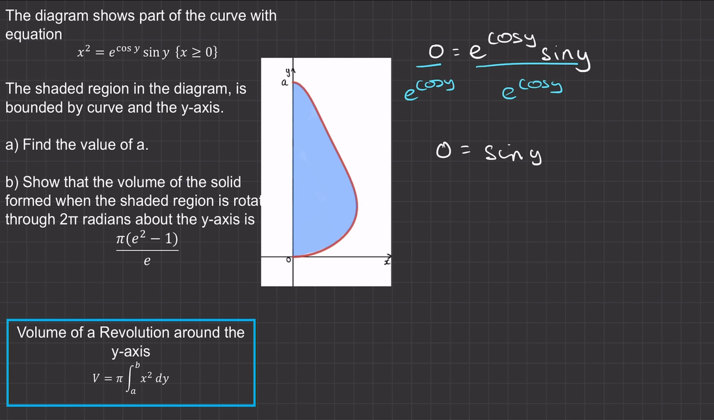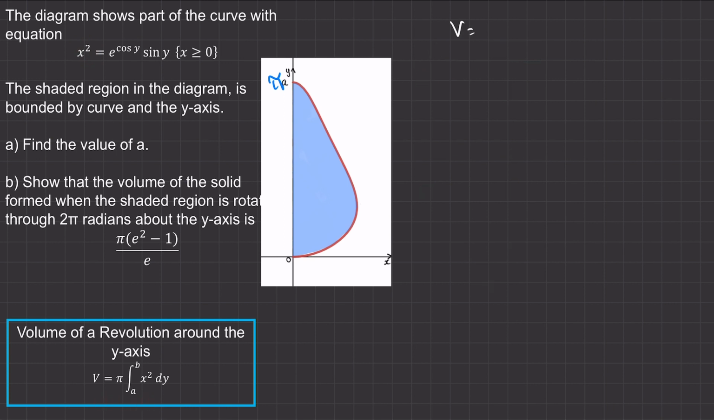We'll take the arc sine of both sides. So y is equal to the arc sine of 0. So y is equal to pi. Okay? So I'll write pi at that upper limit here. So now we've got our limits between pi and 0. We can substitute these two limits into our formula for a and b, and we've already been given x squared, which is this. So now we can rewrite this integral.